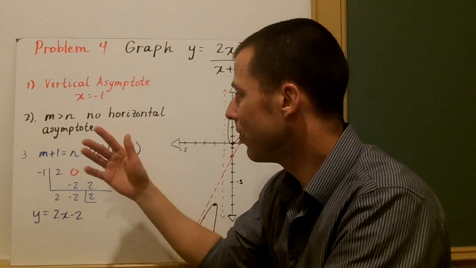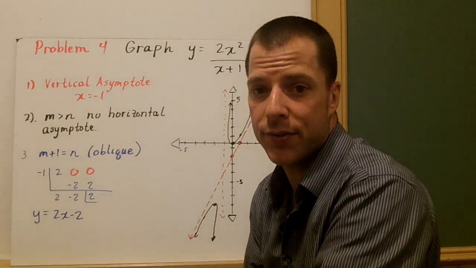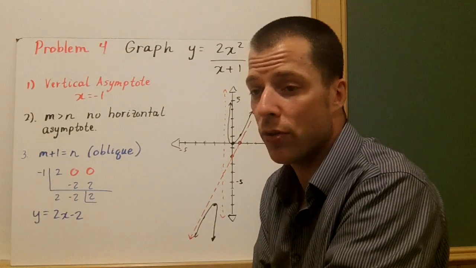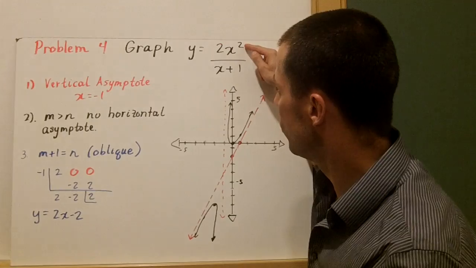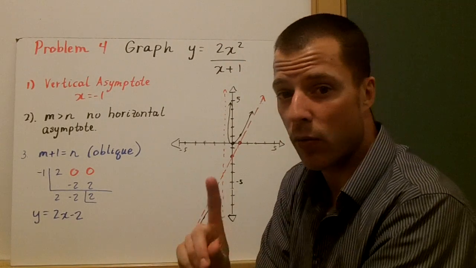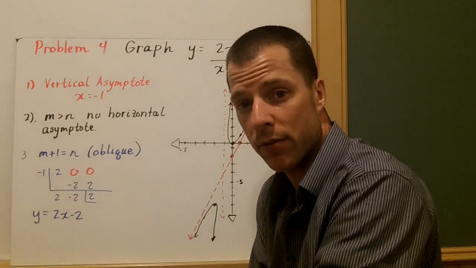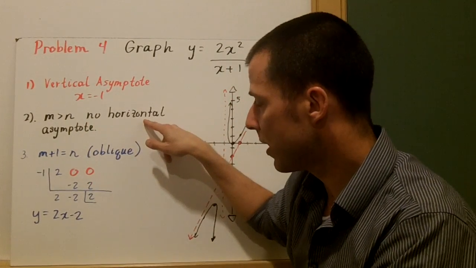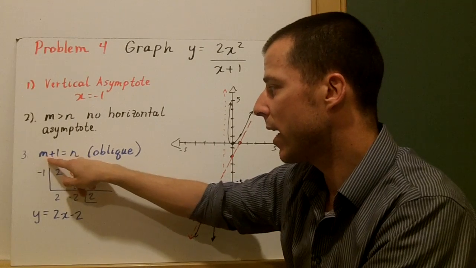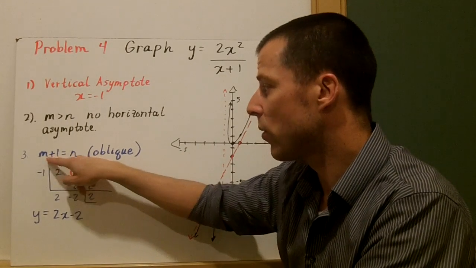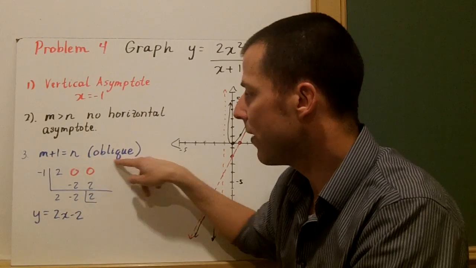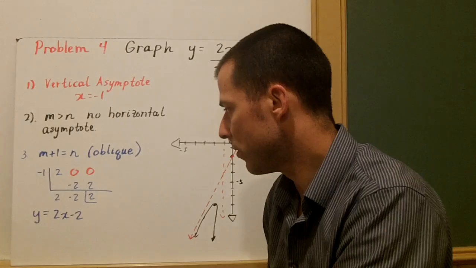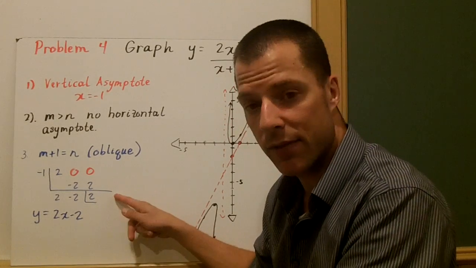Number 2, remember, there's no horizontal asymptote, because the power on the numerator is greater than the denominator, so there isn't one. And since the power on the numerator is greater than the power on the denominator by 1, there's actually an oblique asymptote. So that's things you've got to think about. Since m is greater than n, there is no horizontal asymptote, but since m equals n plus 1, it's 1 greater than n, we have an oblique asymptote. So we know there's an oblique asymptote, and I mentioned that. So I just quickly use synthetic division to find that line.